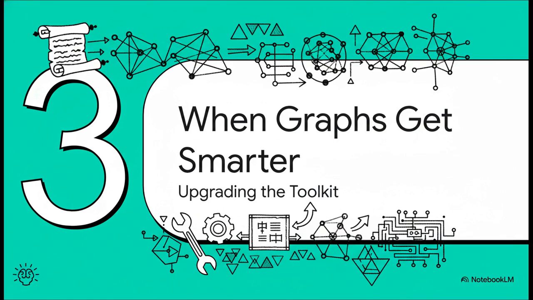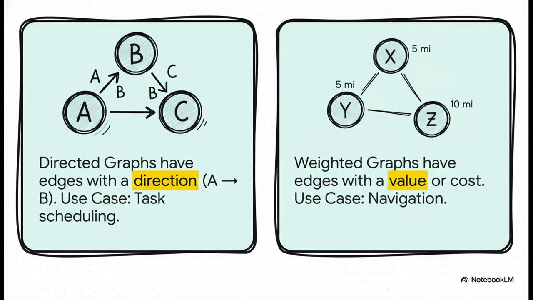Now let's fast forward. Let's see how we can upgrade our basic toolkit to solve much more complex modern problems. We can make our basic graphs a whole lot smarter. For example, in what's called a directed graph, the edges become one-way streets. They have arrows. This is perfect for things like task scheduling, where you have to do task A before you can even start task B.